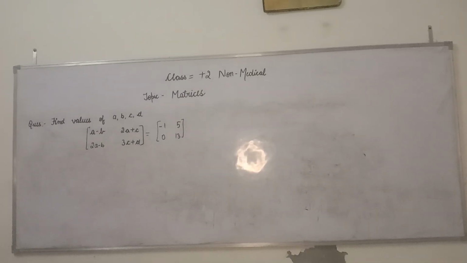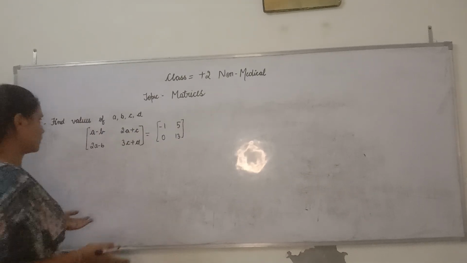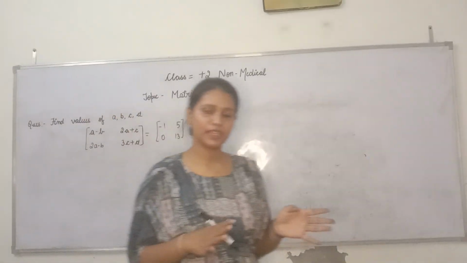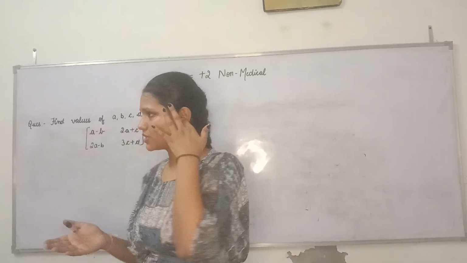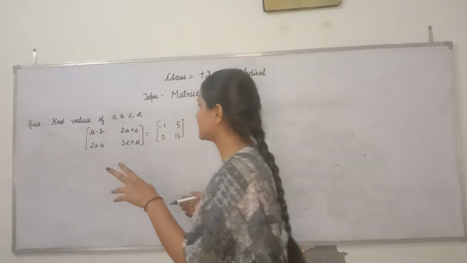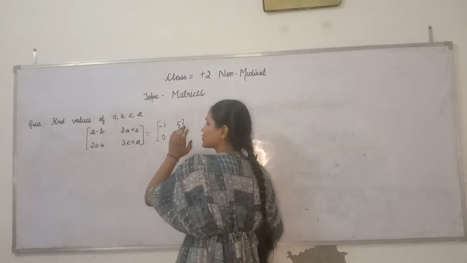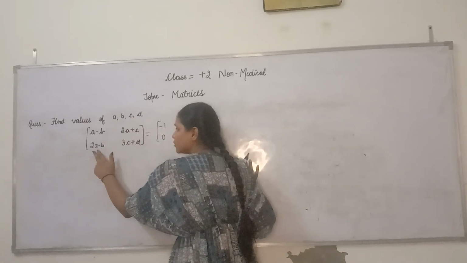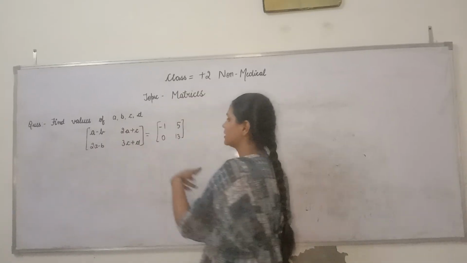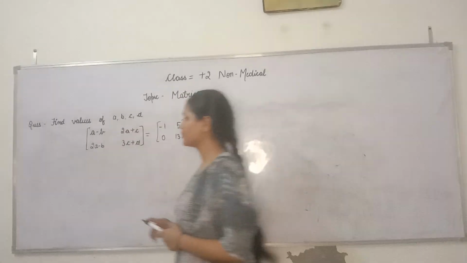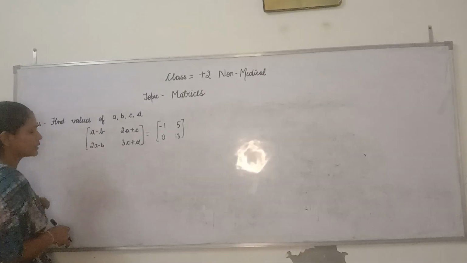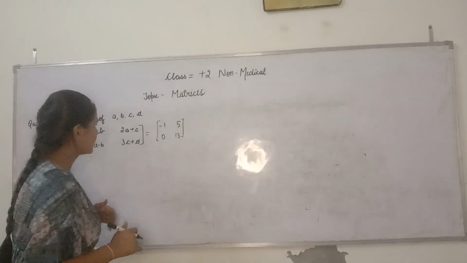Another question is given of the same type. Here two matrices are given to be equal and we have to calculate the values of A, B and C. And in the previous question we have already discussed, these elements: A11 should be equal to A11, A12 should be equal to A12, A21 is equal to A21 and A22 is equal to A22. So we can easily calculate the values of A, B, C and D.